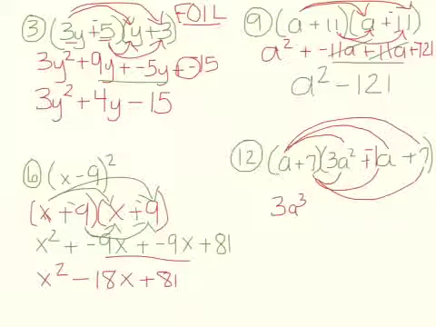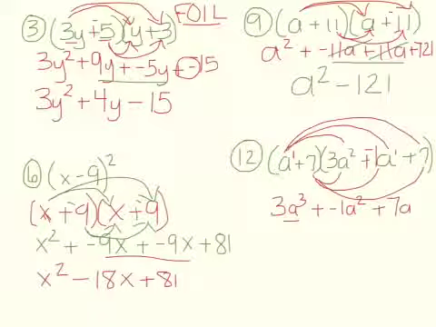Now a times 3a squared is 3a to the third, because remember a to the first power times a to the second power, remember we add the exponents, so it's a to the third power. So a to the first times 3a to the second is 3a to the third. Then I've got a to the first times negative 1a, that's negative 1a squared, again because a times a is a squared. And then a to the first times 7 is 7a.